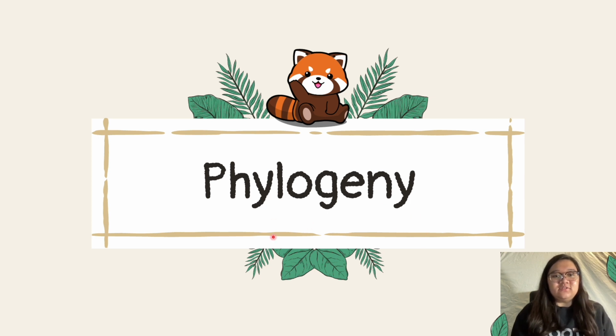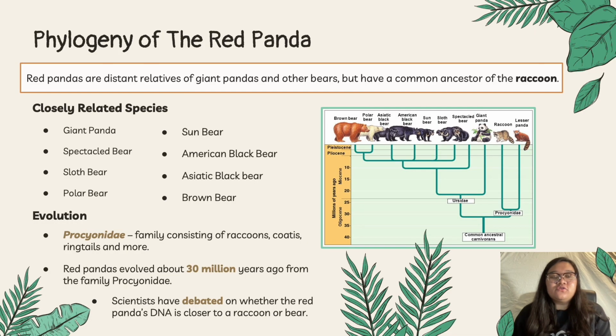So the next thing we're going to be talking about is the red panda's phylogeny. Red pandas are distant relatives of the giant pandas and other bears, but they have a common ancestor of the raccoon. According to this phylogenetic tree, some of the closely related species are the giant panda, spectacled bear, sloth bear, polar bear, sun bear, American black bear, Asiatic black bear, and brown bear.